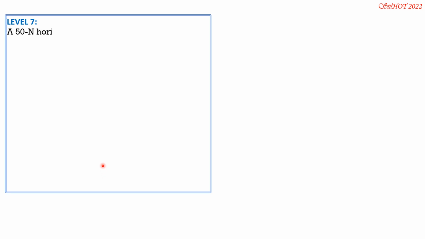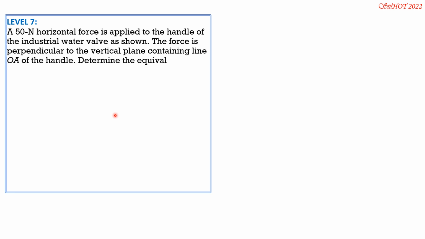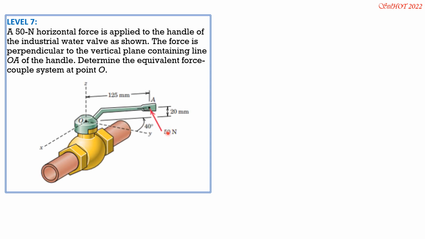Level 7. A 50 Newton horizontal force is applied to the handle of the industrial water valve as shown. The force is perpendicular to the vertical plane containing line OA of the handle. Determine the equivalent force couple system at point O. So let's express this force in vector form so that we can analyze it.